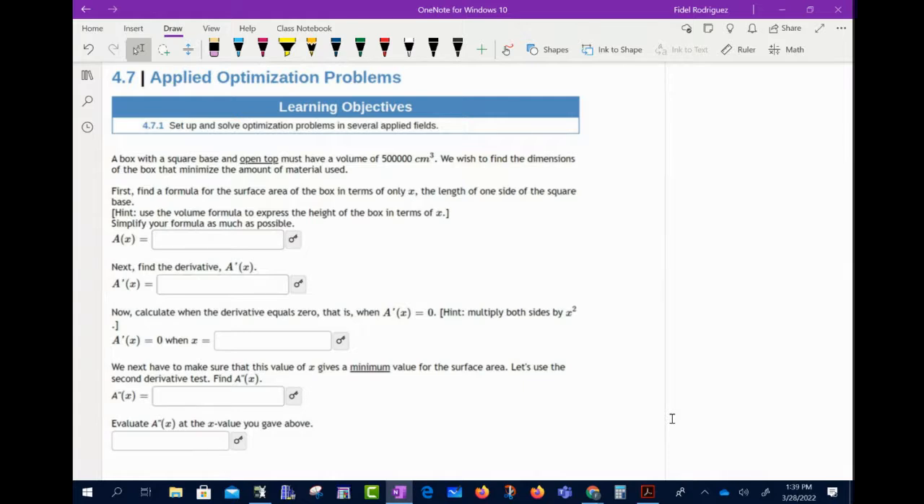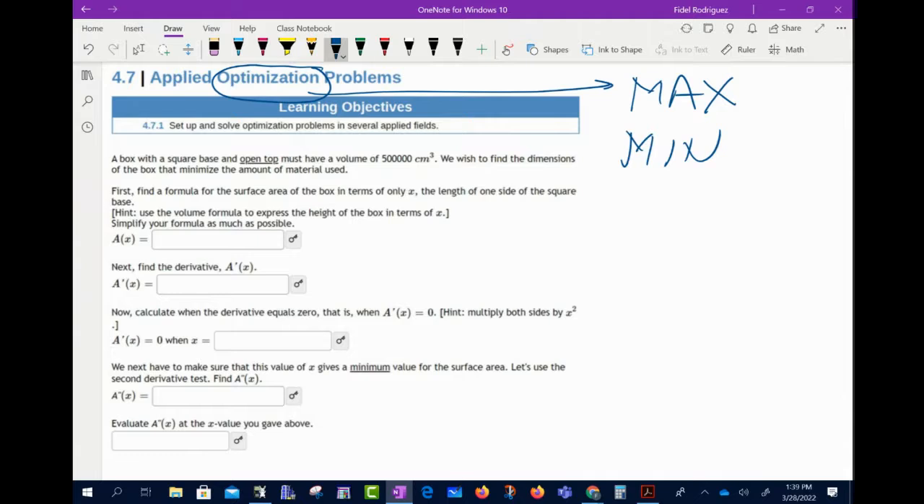And I want y'all to think about for a second the word optimization. Optimization, y'all, means we're going to be looking for one of two things. We're either going to be looking for the maximum or we're going to be looking for a minimum. Okay, that's what the word optimization means. We're going to either maximize something or we're going to minimize something here.